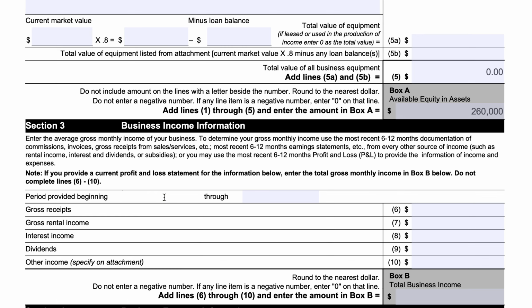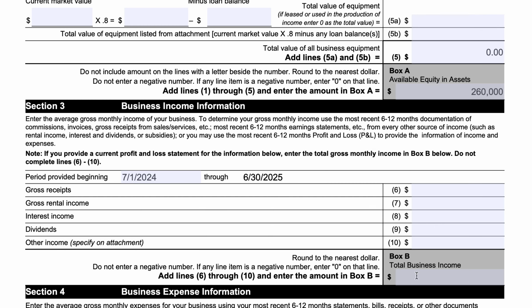So let's just say that we're going to do 12 months of earnings from 2024, the most recent completed tax year. Now the IRS may say we want something more current because at the time of this recording, we're actually in August of 2025. So they might say, hey, give us your July 2024 through June 30th, 2025 P&L, right? So if you're attaching a P&L, you don't have to complete this information. You can just attach the P&L.